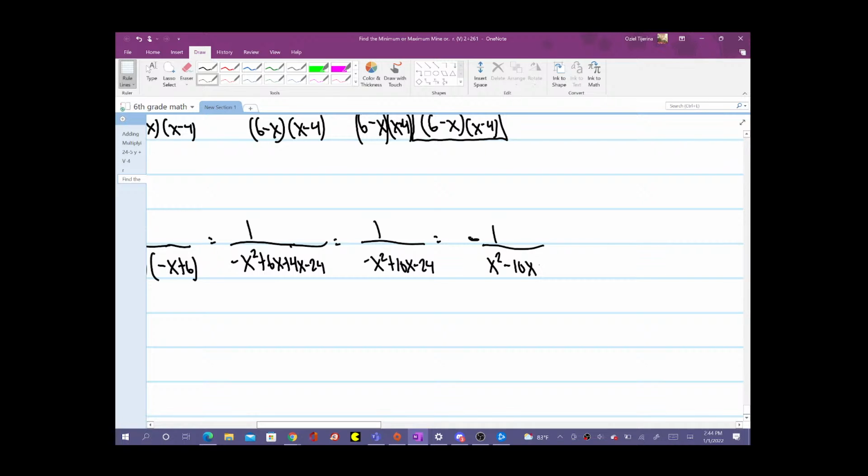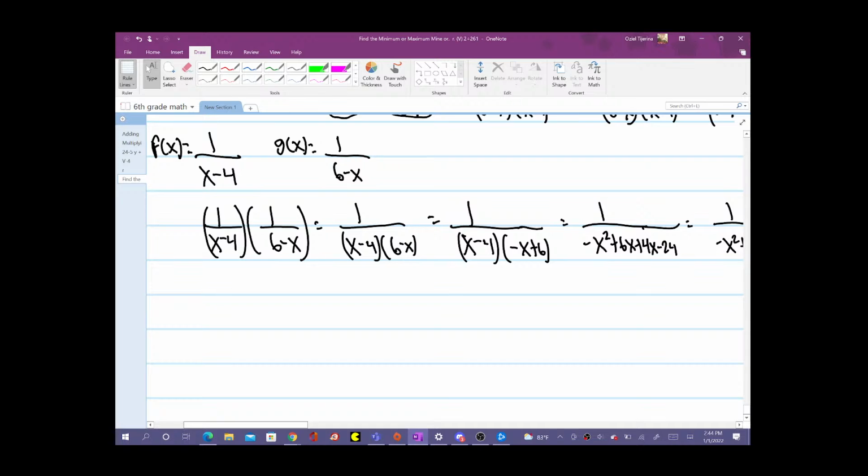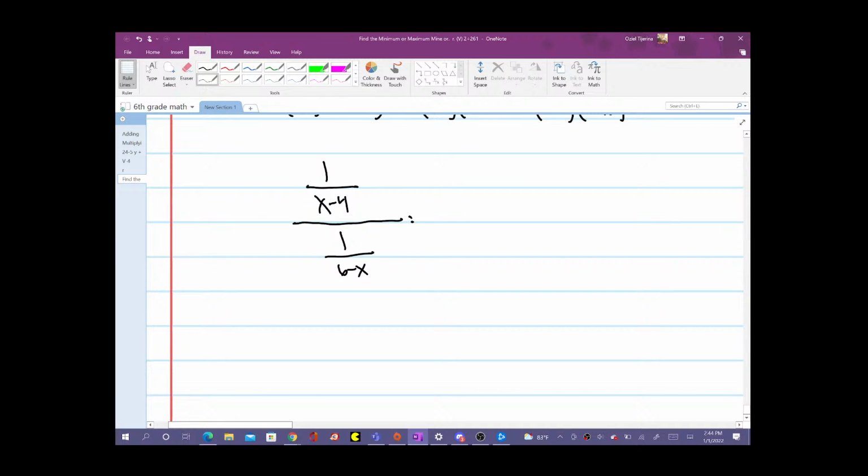So the part where it says f over g of x, you're literally going to grab 1 over x minus 4 and divide by 1 over 6 minus x. This becomes 1 over x minus 4 times 6 minus x over 1. The 1's cancel out, this becomes 6 minus x over x minus 4. That is what f over g of x is.